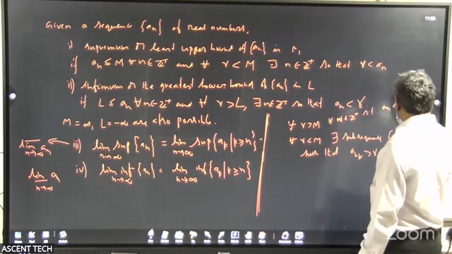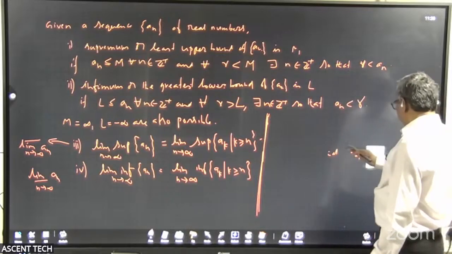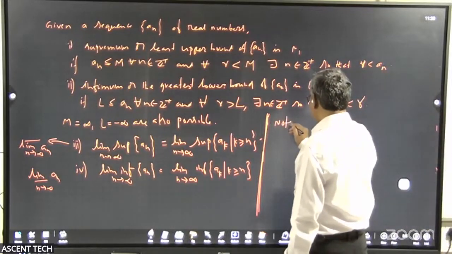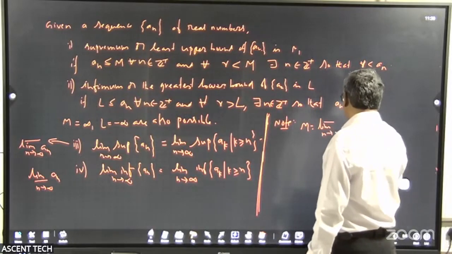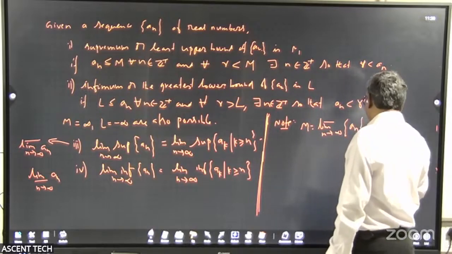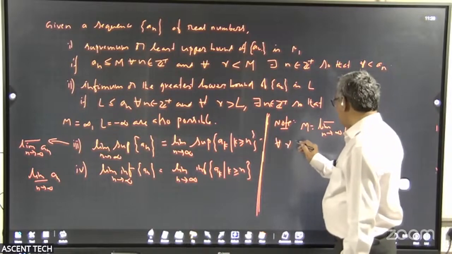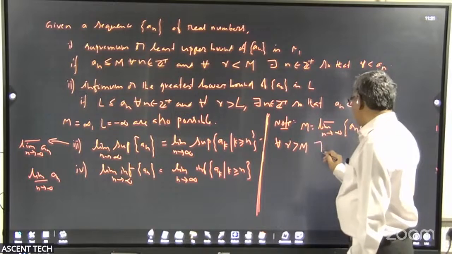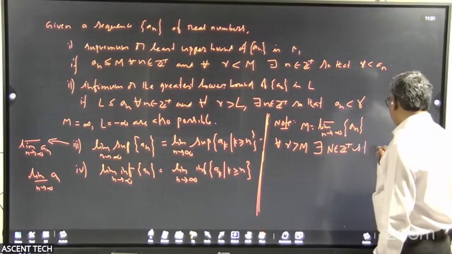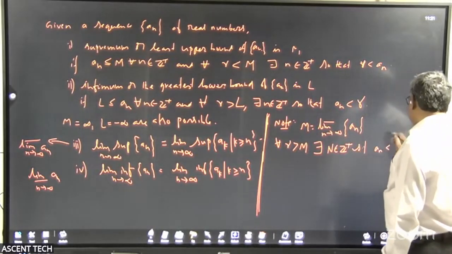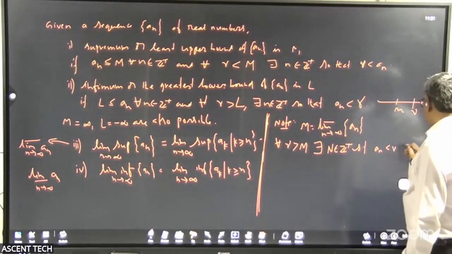So what is the note here itself? The supremum as n tends to infinity of the sequence: for every r, there exists an N such that if p is beyond that, something beyond that is less than r.